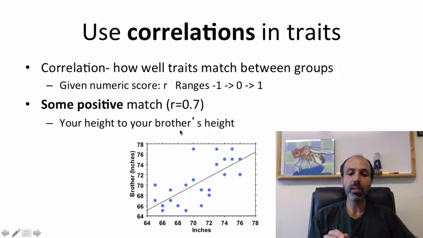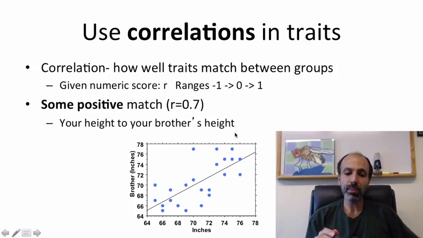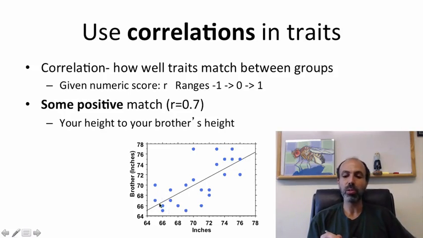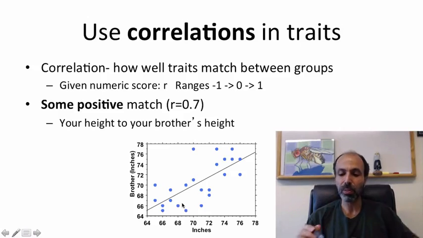Let's say you compare your height to your brother's height. You may see something more like an R of 0.7, where on average, if you have a tall brother, you're likely to be tall. On average, if you have a short brother, you're likely to be short. But it's not this perfect correlation. There are some individuals who have a tall brother but are a little bit on the short side and things like that. So it's not perfectly predictive.